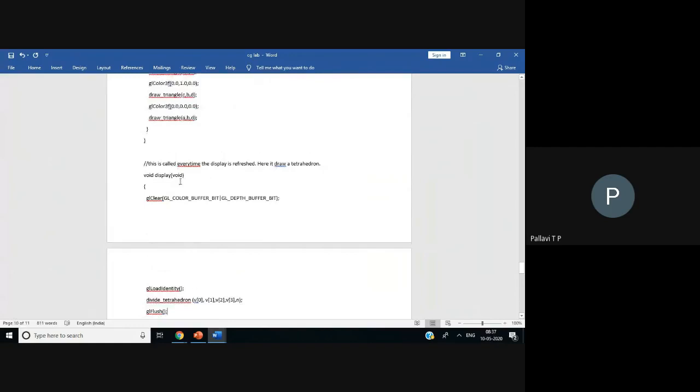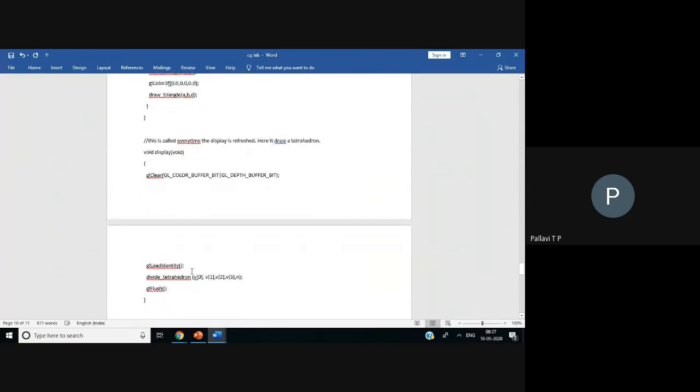See here, void display. So here what happened, we just keep on dividing the triangles, right? So most of the time the display should be refreshed. Here it draws the tetrahedron. For that reason, we are calling the callback function void display. It has the functions glClear, glLoadIdentity, divide tetrahedron with the vertices, that is V0, V1, V2, V3, V4.